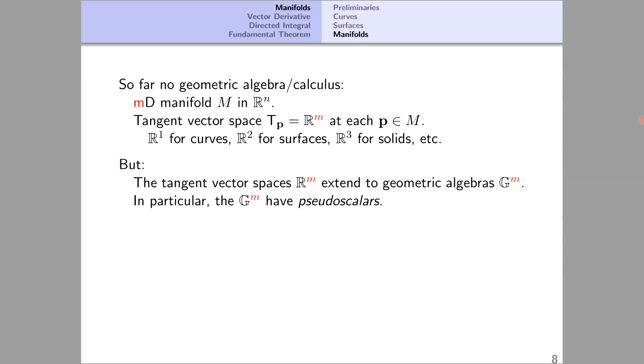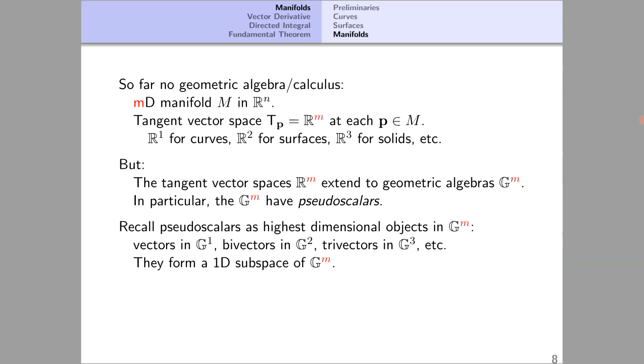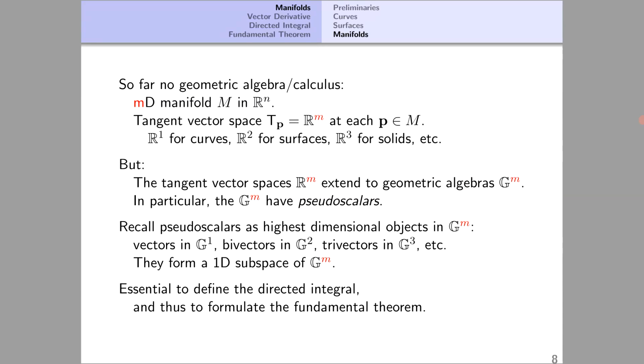In particular, the Gm have pseudoscalars. Recall pseudoscalars as the highest dimensional objects in Gm: vectors in G1, bivectors in G2, trivectors in G3, and so on. They form a one-dimensional vector space of Gm. This notion is essential to define the directed integral and thus to formulate the fundamental theorem. If you're not recalling pseudoscalars, I suggest you go back and brush up before proceeding.